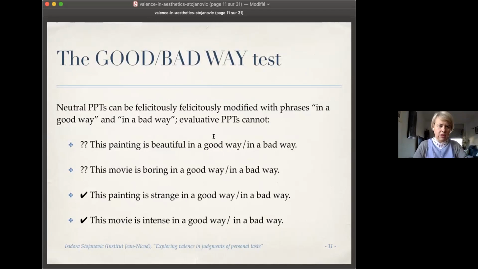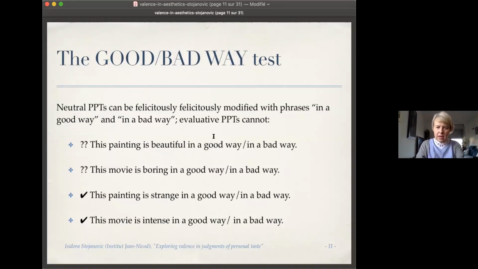So here there is a typo, it should say neutral adjectives can be felicitously modified with phrases such as in a good way and in a bad way, whereas evaluative adjectives cannot. This PPT is an abbreviation that we sometimes use for predicate of personal taste, which are only a subclass of evaluative adjectives. That's why you have it here, because we often talk about predicates of taste, but the test holds generally for neutral and evaluative predicates.